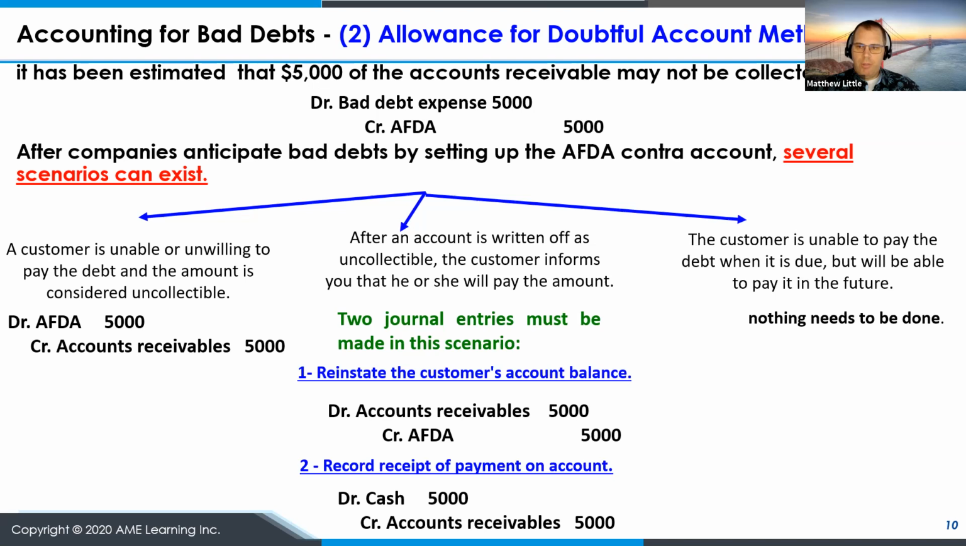Thirdly, a customer is unable to pay the debt when it's due, but will be able to pay it in the future. So if they're going to pay it in the future, we don't do anything. The AR remains on our books.